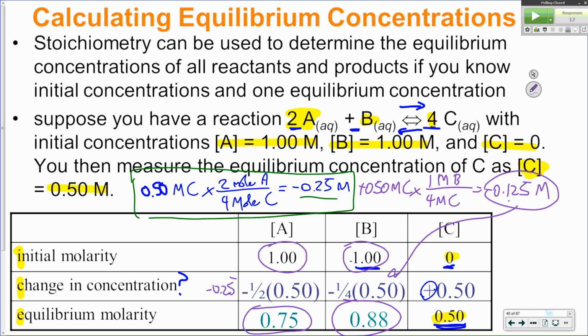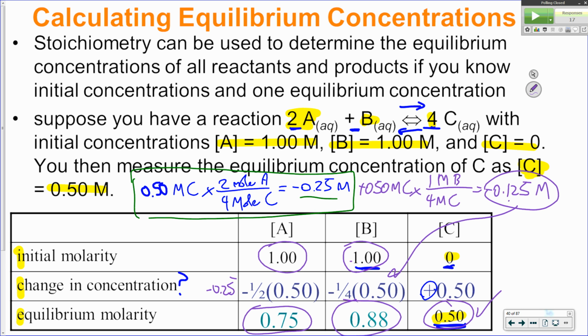And then if I finally look at the last one, this is the one I knew to start with, so it was given in the system. I can take one thing that's measured and relate it to everything else. This is what we're trying to accomplish when we set up this ICE table. They take practice. That's the only thing I can tell you.